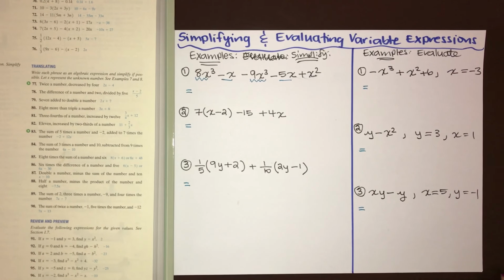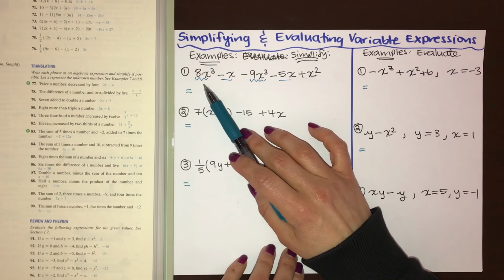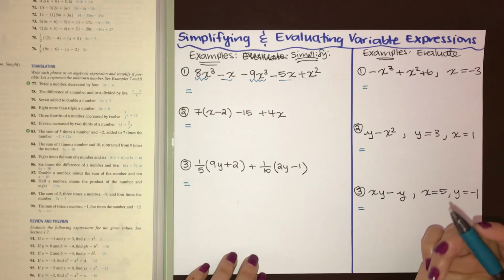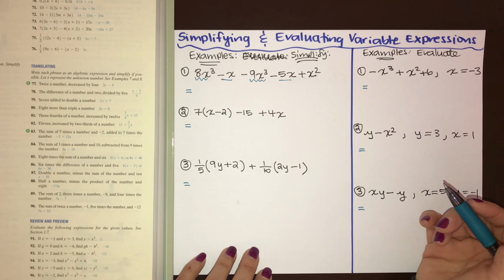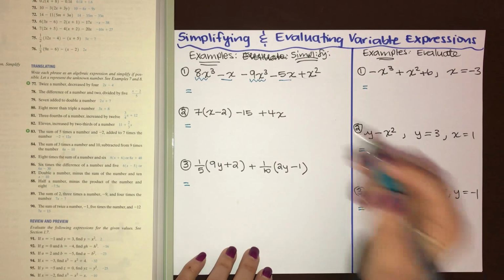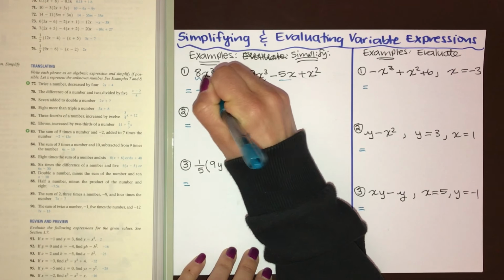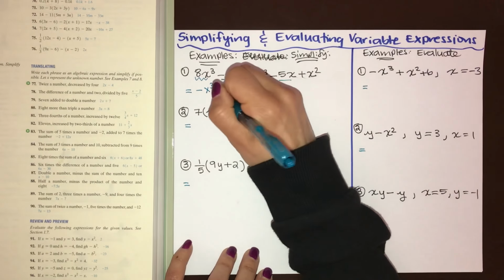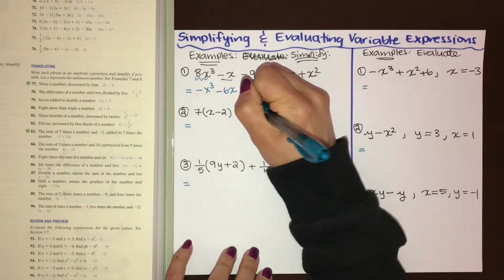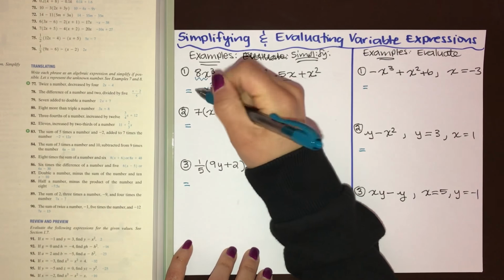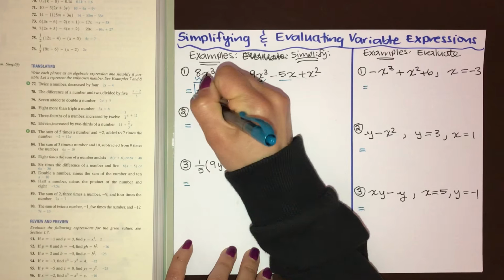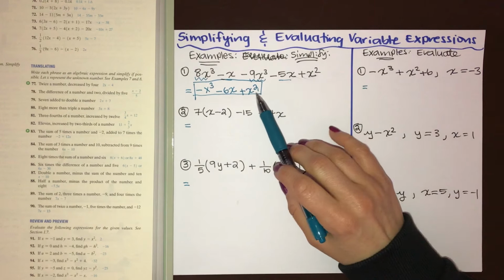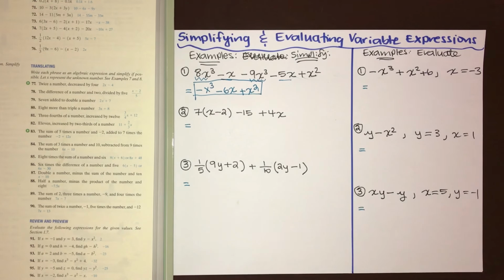So we are going to combine 8x to the third minus 9x to the third gives us negative 1x to the third, or you can write negative x to the third. Negative x minus 5x gives me negative 6x plus x squared. This is our final answer. We cannot add or subtract any more terms because they have different exponents.